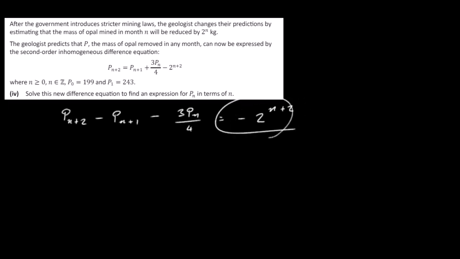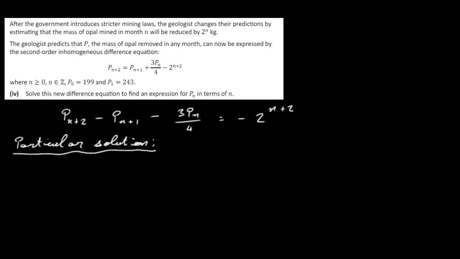So I'm going to look at this part here first. We're going to look at the particular solution. So our particular solution, I'll call it Pn, is equal to a constant times 2 to the power of n. You can see here we've got a 2 to the power of 1 times 2 to the power of n, so this is k 2 to the power of n is what I'm going to be looking at here. So this is our particular solution. I've just got to write down Pn plus 1 because we've got a Pn plus 1 here.